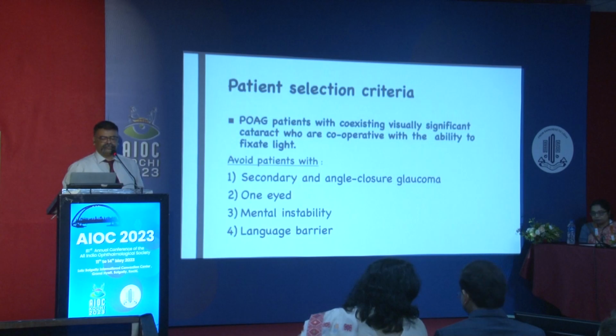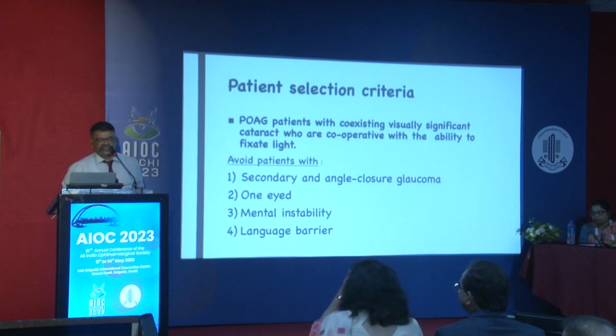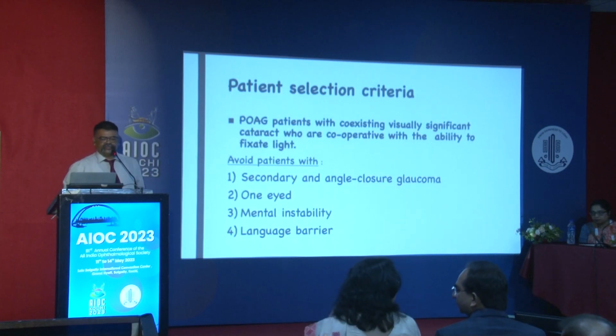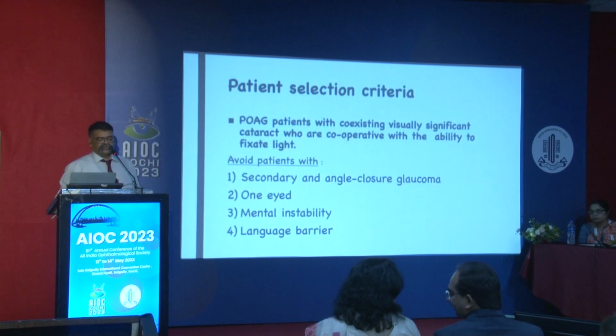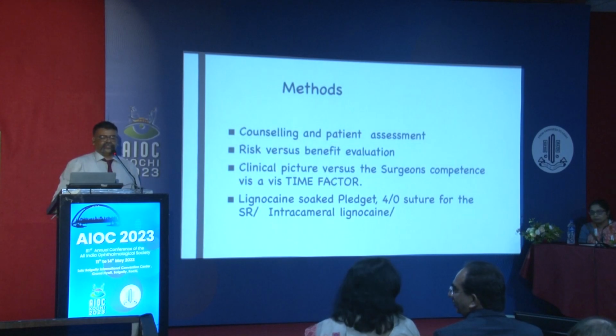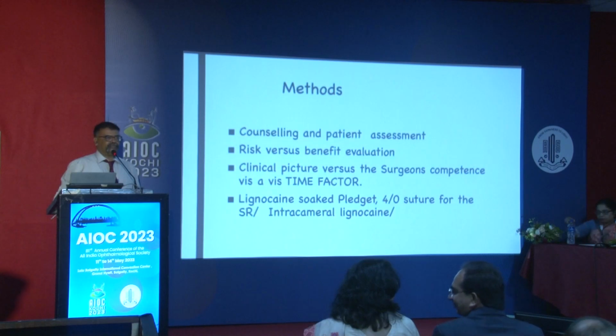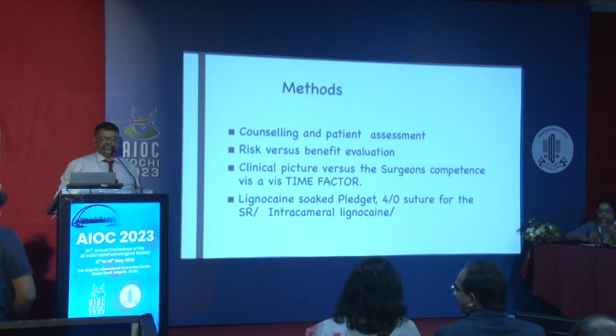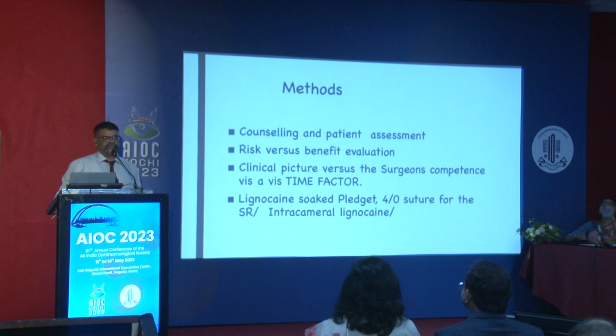Patient selection, very important. A POAG patient with coexisting visually significant cataract who is cooperative and has the ability to fixate light, most important. Avoid patients with secondary and angle closure glaucoma, one-eyed patients, mental instability, and language barrier problems. Counseling, very important. The risk versus benefit evaluation has to be done by the surgeon himself. Clinical picture versus the surgeon's competence vis-a-vis a time factor, also very important.